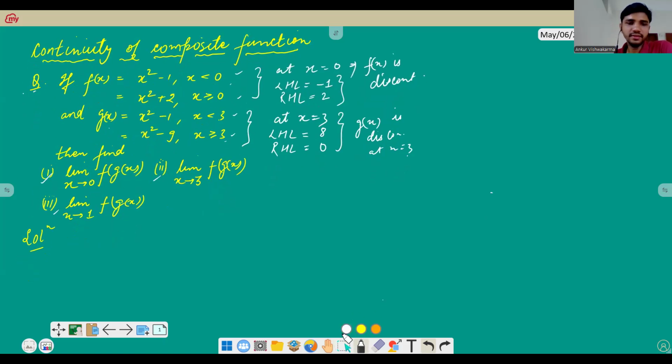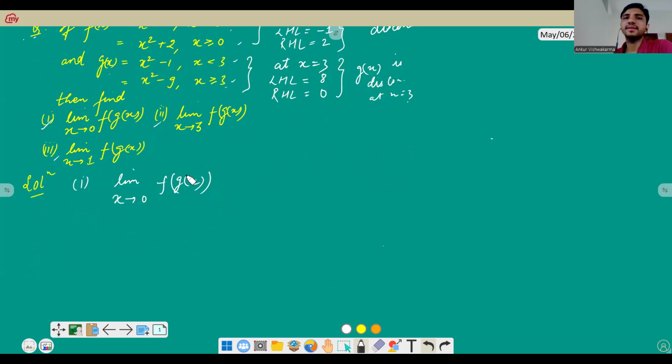So now let us move on to the first part. In the first part of this, we need to calculate the limit as x tends to 0 of f of g of x. We need to find where this f of g of x is approaching when x approaches 0. So when x approaches 0, observe, my dear children, where this function g is approaching. When x approaches 0, which definition of g(x) are we going to use?